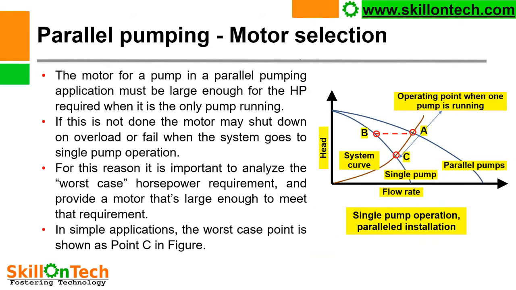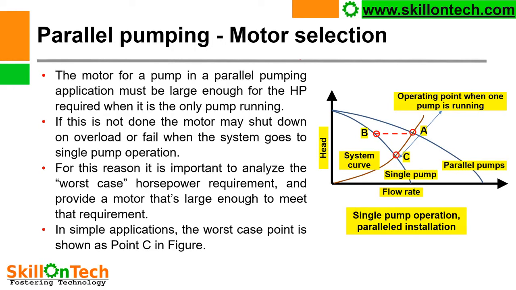Let us understand motor selection for parallel pumping. The motor for a pump in a parallel pumping application must be large enough for the HP required when it is the only pump running. Means the motor shall have sufficient horsepower to meet the single pump operation requirement. If this is not done, the motor may shut down on overload or fail when the system goes to single pump operation.